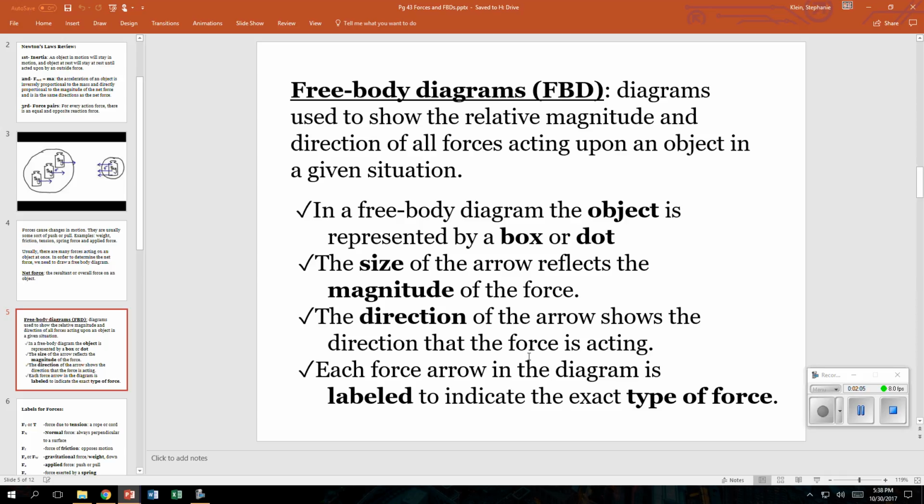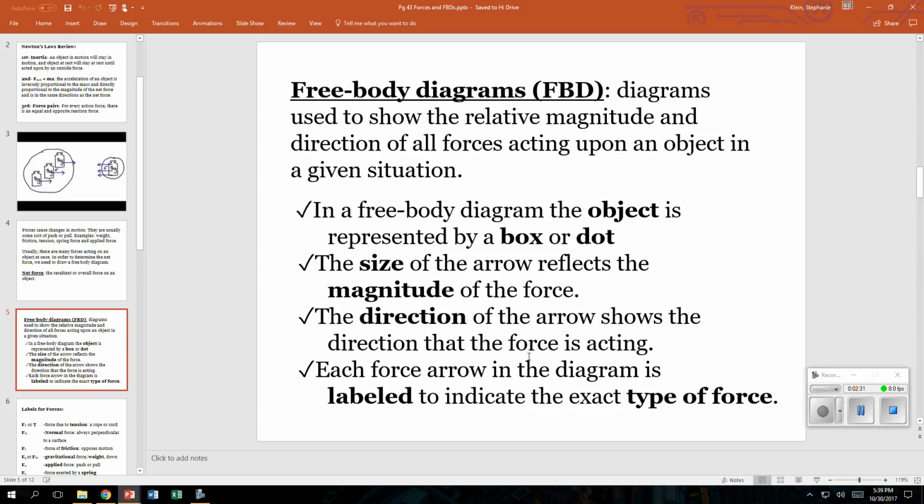Our free body diagrams are diagrams that are used to show the relative magnitude. Now remember that means size, and number, and then the direction of all forces acting upon an object in a given situation. So instead of numbers, we have these little check marks. This would annoy me if I were you, so I would go ahead and write 1, 2, 3, 4. So there are four things that we need to keep in mind.